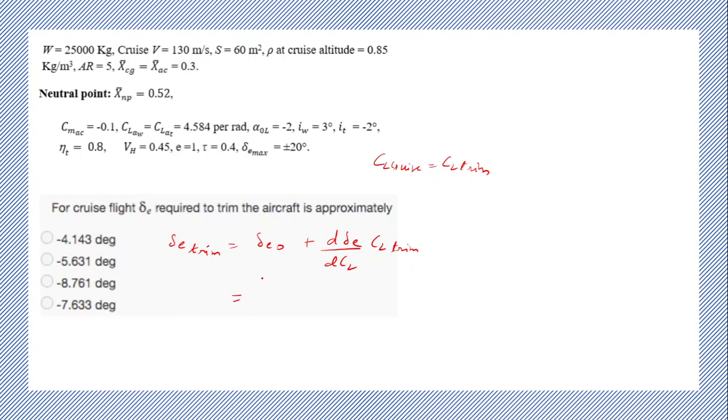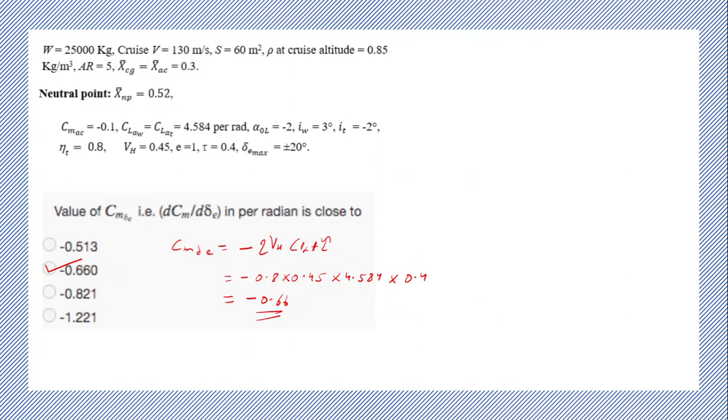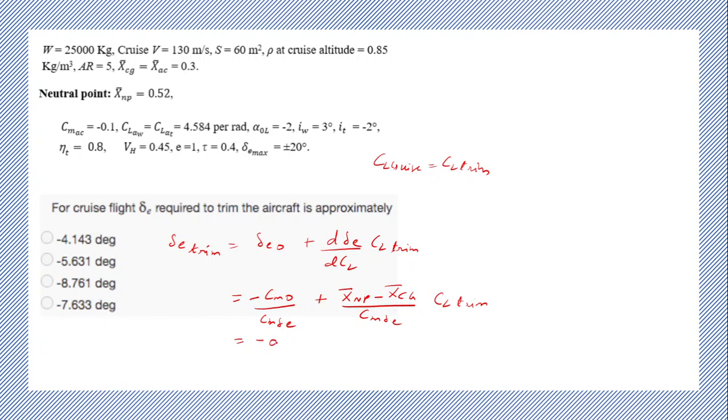Now what are the remaining parameters? This delta E naught is minus Cm naught by Cm delta E, and this d delta E by dCL is the static margin xnp minus xcg by Cm delta E into CL trim. Then it's just a straightforward substitution. What is the value of Cm naught? 0.0774. Cm delta E was minus 0.66.